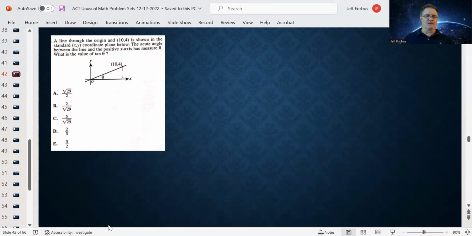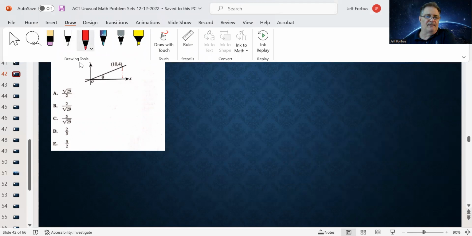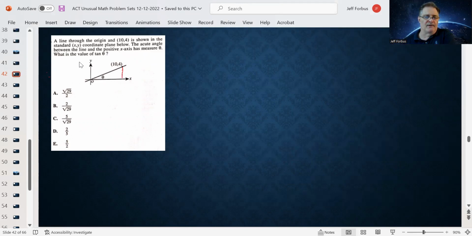So a line through the origin and the point 10,4 is shown on the graph. The acute angle between the line and the positive x-axis has a measure of theta. What is the value of the tangent? Okay, so here, the first thing that you need to do is drop a line from here to here. That gives us a right triangle. Always drop your points to the x-axis.